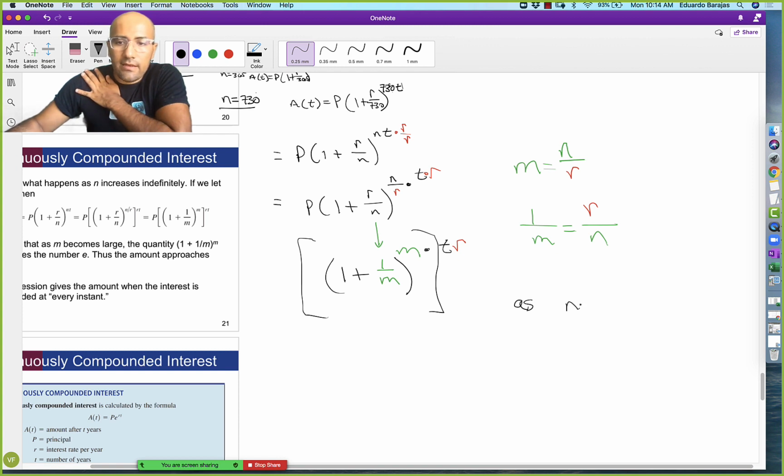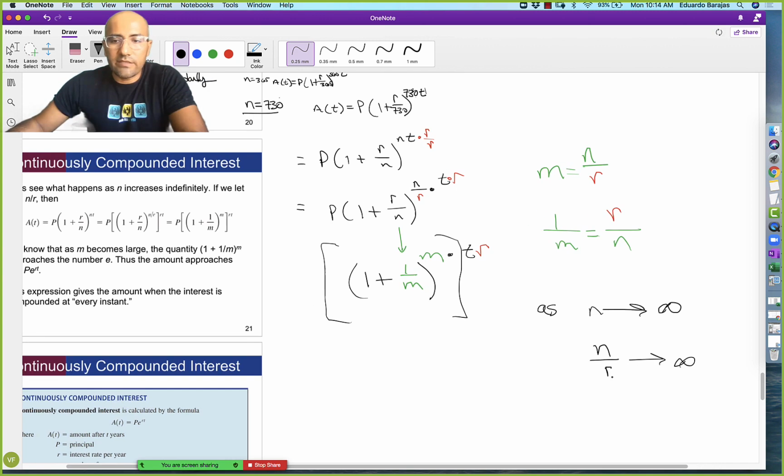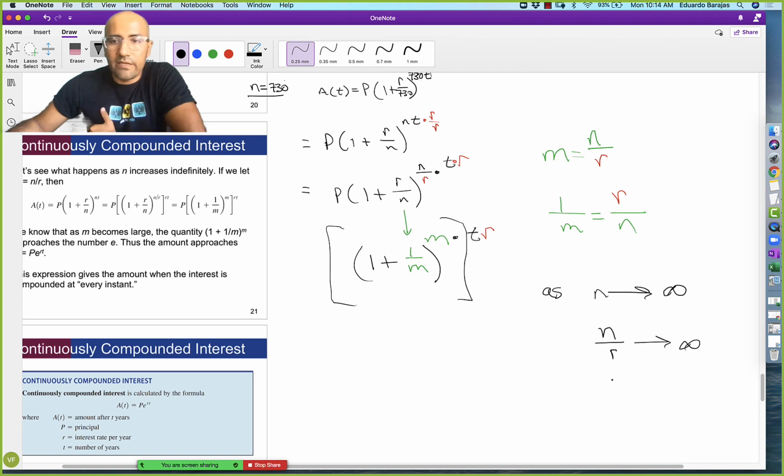As n heads out to infinity, as n becomes an infinitely large number, then n divided by a constant r, remember r is a constant, still goes out to infinity, right? Remembering that r is some given constant value, then that still goes out to infinity. So therefore m goes out to infinity. Good? Remember r is a constant.